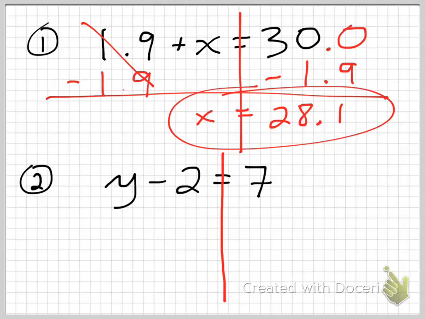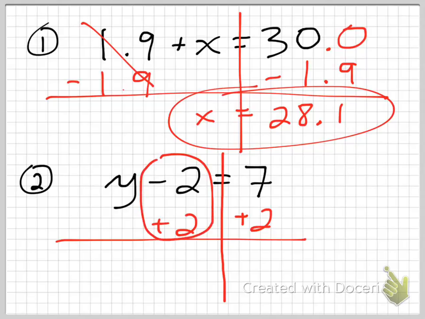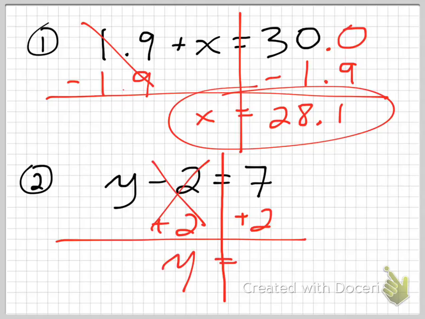Minus 2. You could even say that there's a minus 2 in his house. How is he going to get rid of this minus 2? What's the opposite of minus 2? Plus 2. What is minus 2 plus 2? What does that equal to? 0. Therefore, I get to cross it out. Y equals 7 plus 2 is 9.